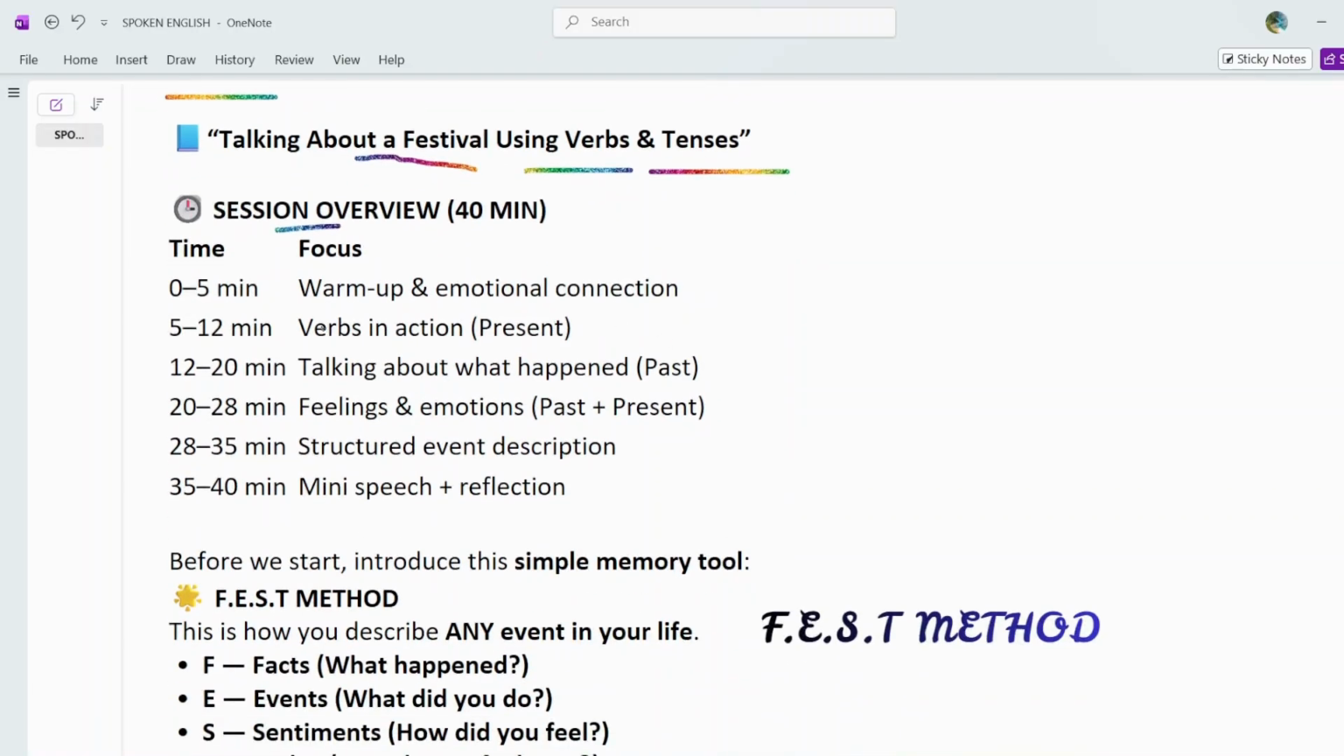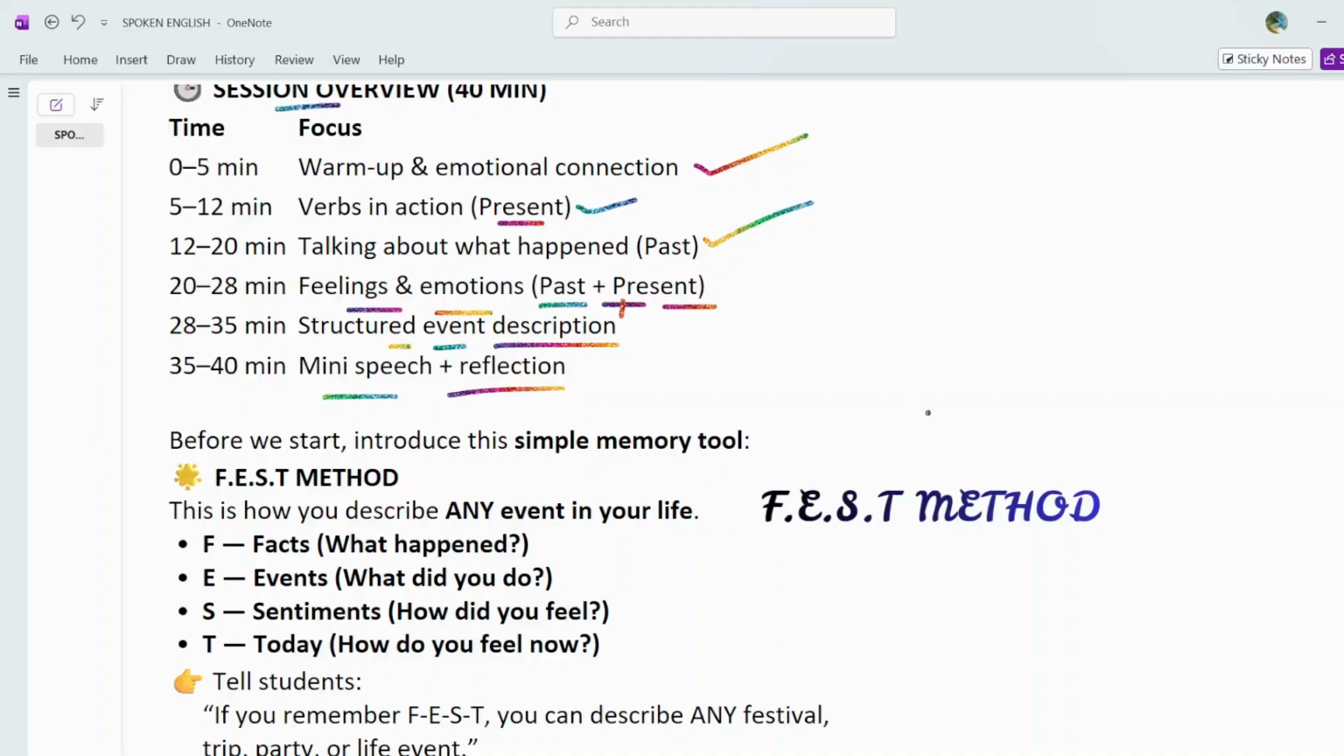All right. Now, first we are going to start up with a warm up and an emotional connection. And also, we are going to be talking about verbs in action, that is pretty much in reference to the present tense. Okay. And we are also going to be talking about what happened, that is past, and a strategy where we are going to be talking about feelings and emotions together, but in reference to past plus present as a strategy. And in the very last, we are going to be looking at structured event description along with a mini speech and reflection.